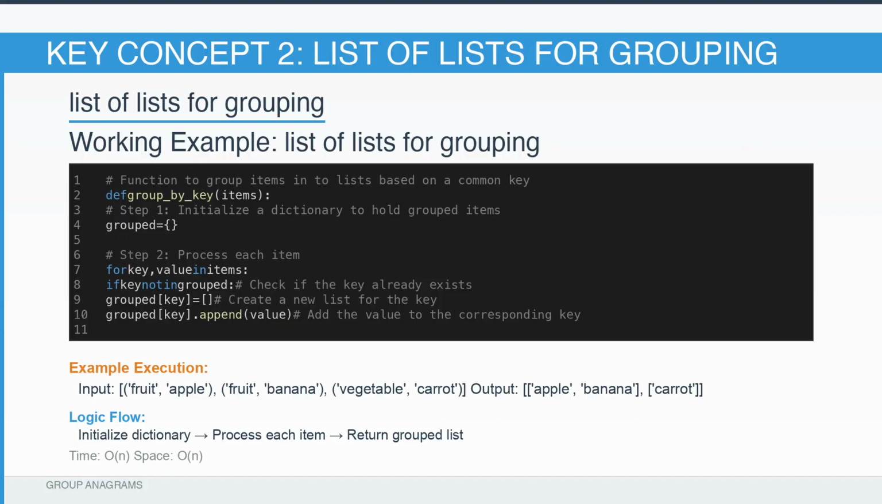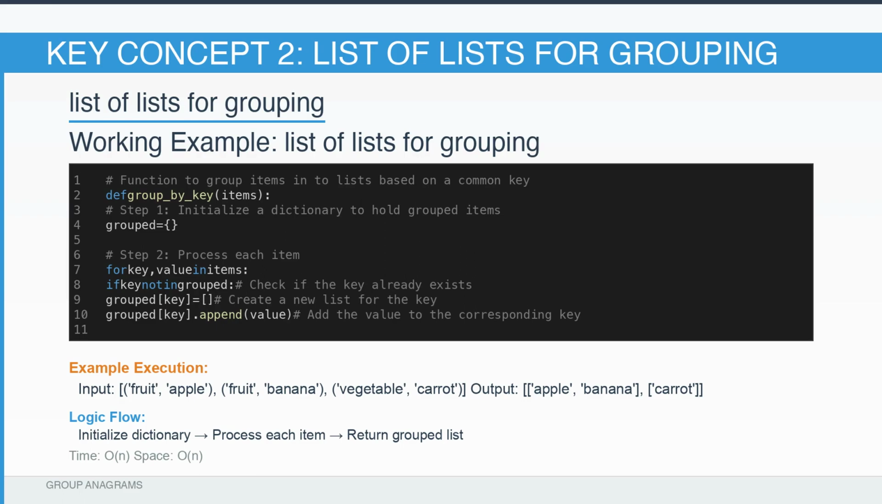This slide presents a function called group by key, which organizes items into lists based on a common key. Imagine you have a collection of fruits and vegetables, and you want to sort them into groups. The first step is to create an empty dictionary named grouped to store these groups. Next, we loop through each item in our collection. For each pair, we check if the key, like fruit or vegetable, already exists in our dictionary. If it doesn't, we create a new list for that key. Then we add the item's value, such as apple or carrot, to the appropriate list. Finally, we return the grouped items as a list of lists.